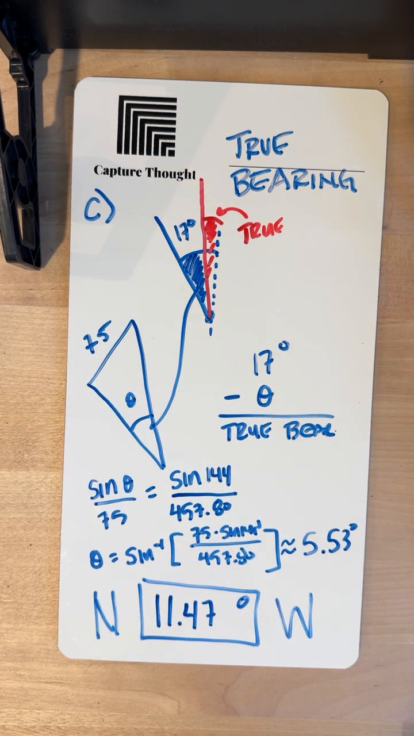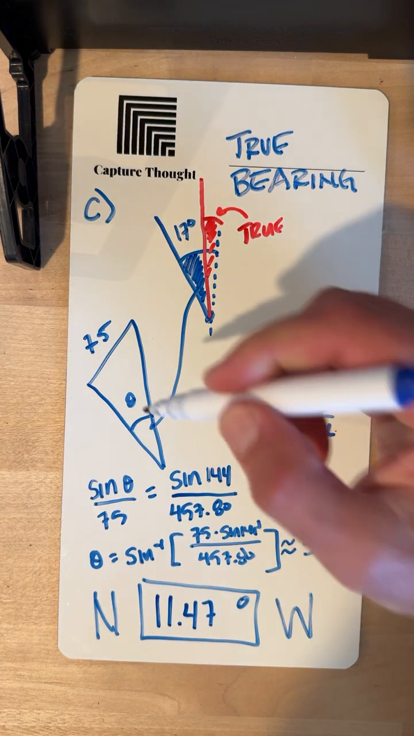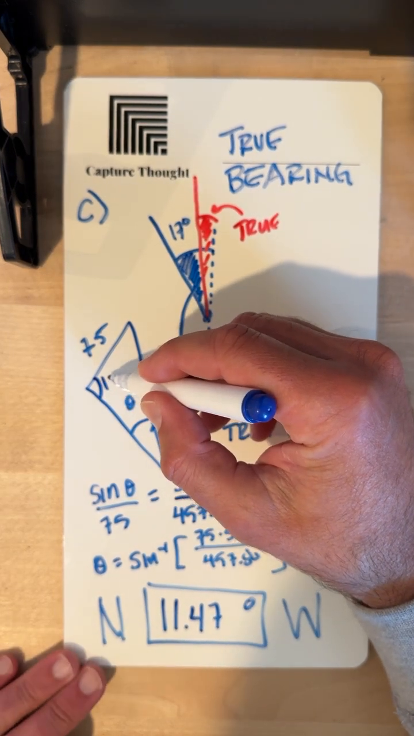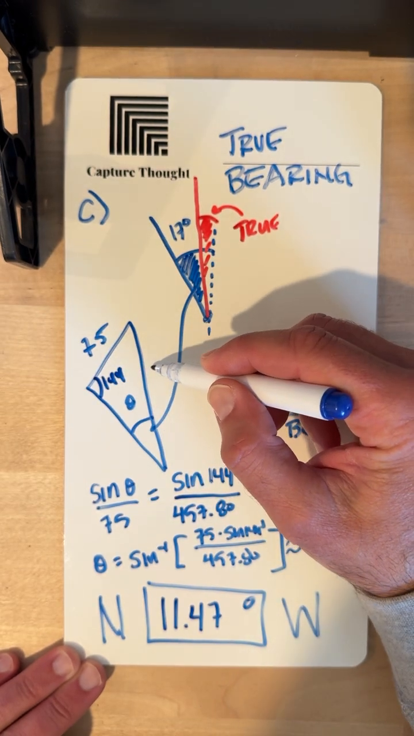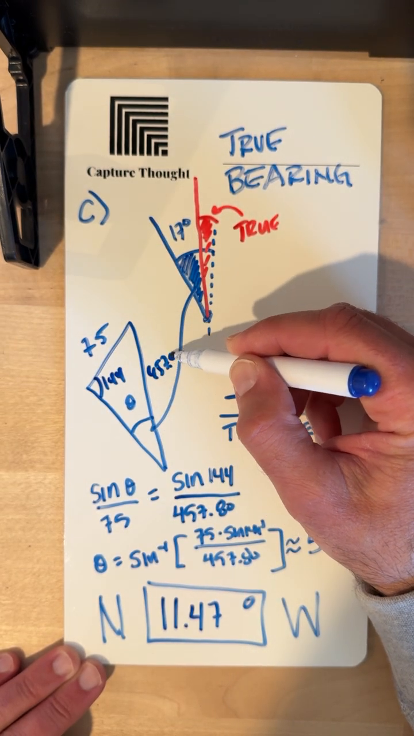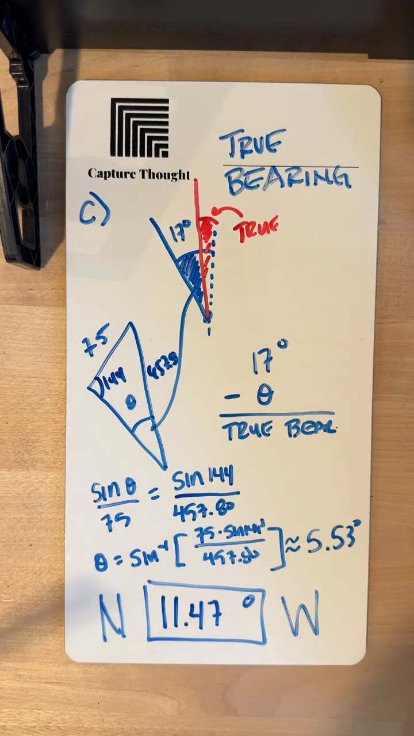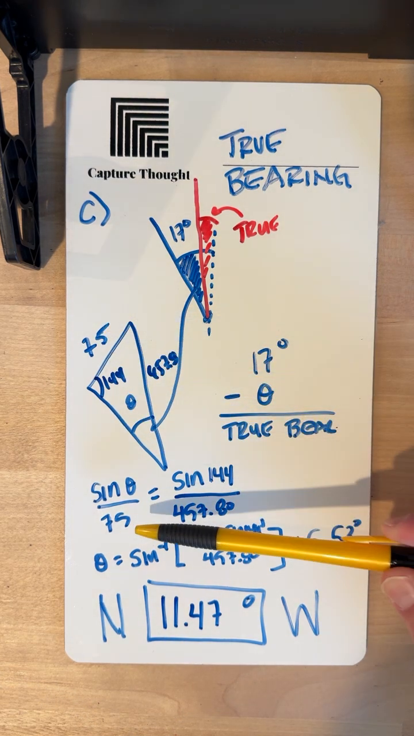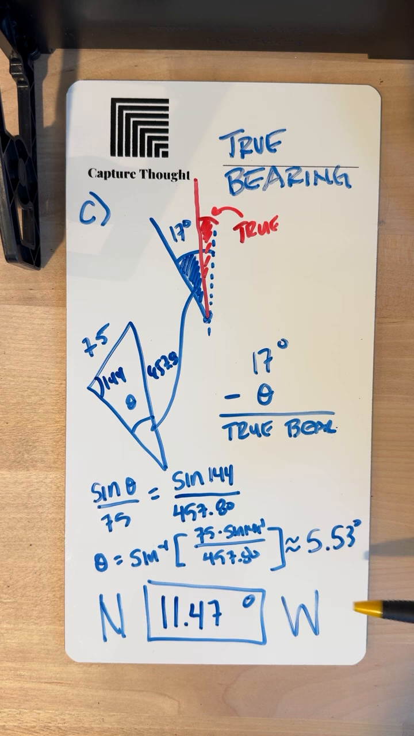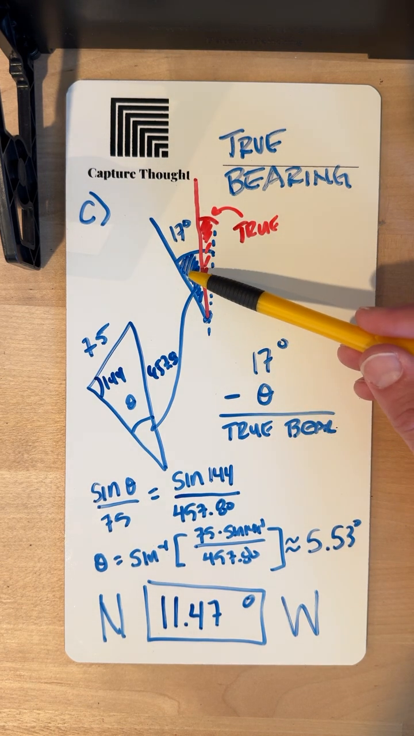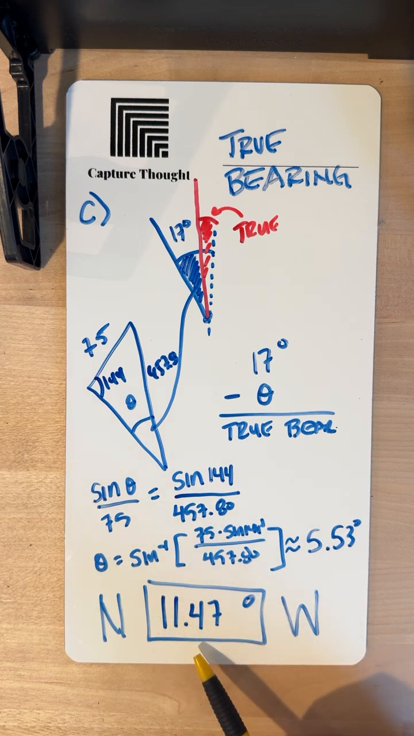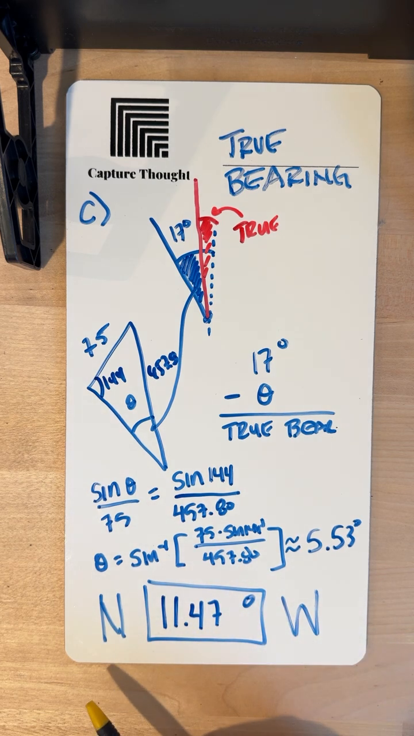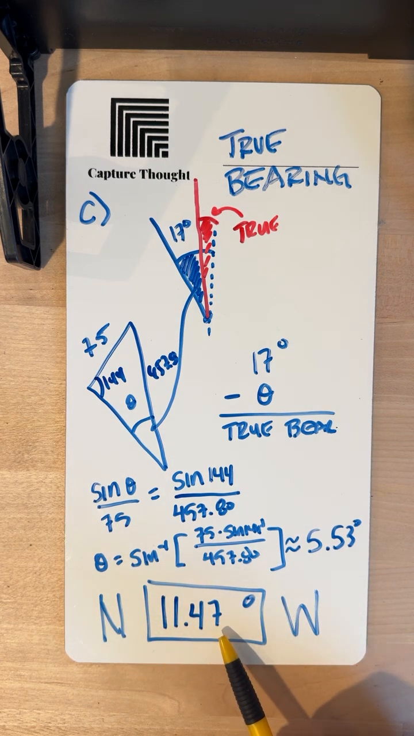I'm going to go ahead and use the law of sines. Remember, in this triangle here, this was 144, and this was 457.8. So I'm going to use law of sines and say the sine of this angle over 75 is the sine of that angle over that. Do the math, take the inverse sine, that gives me 5.53. Now that's not the answer. That's how much I subtract from 17. So 17 minus this blue angle here gives me the leftover part, which is 11.47. So the true bearing of the plane is north 11.47 degrees west.